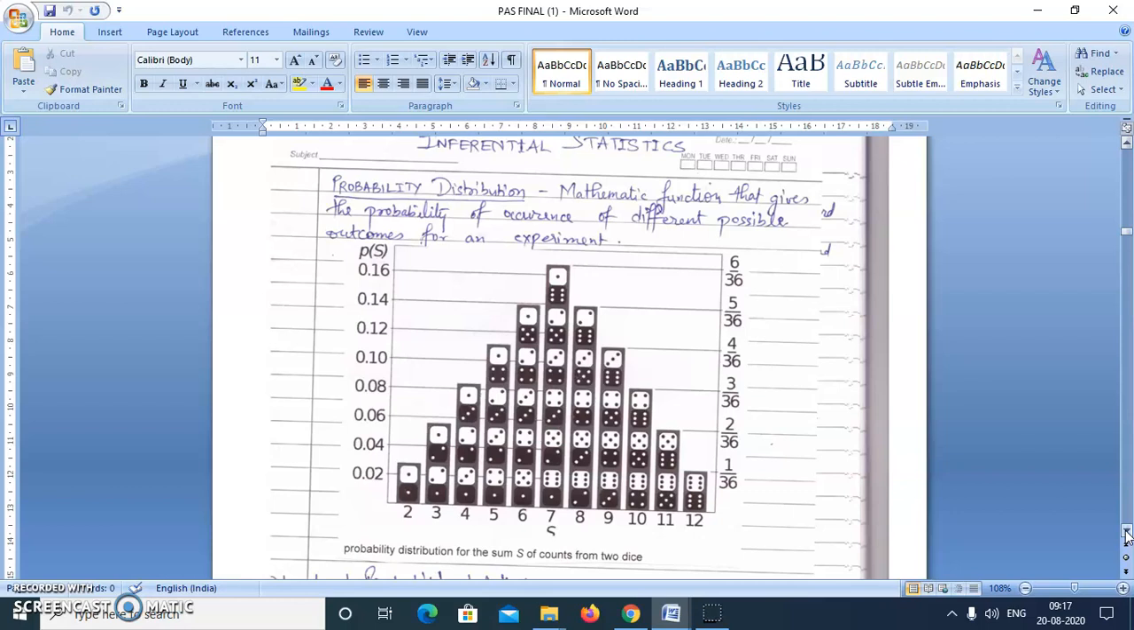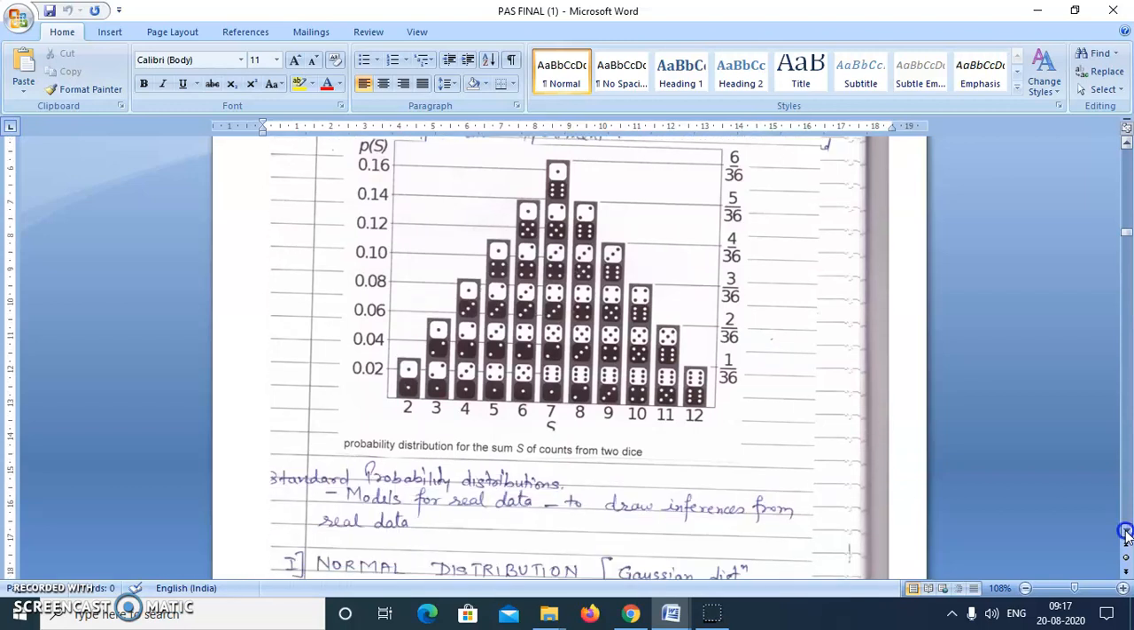Maybe it is a new topic for some of you, so you will take some time to understand, but as we do the numerical problems related to this topic, we'll be able to understand it better. So I'll move fast.